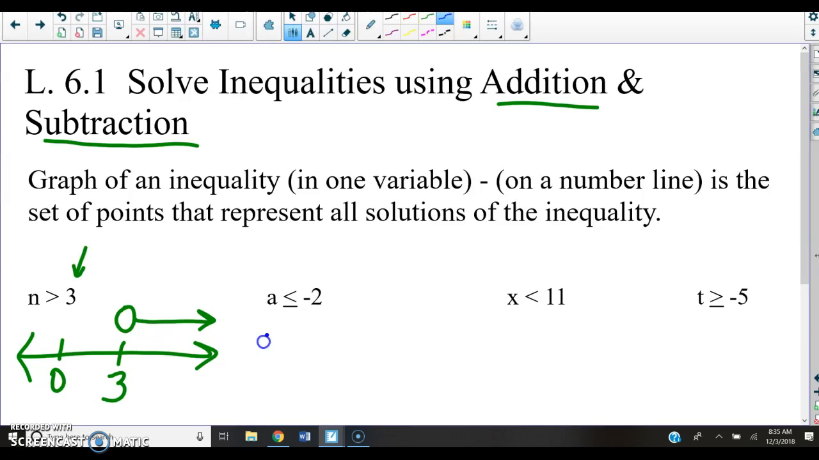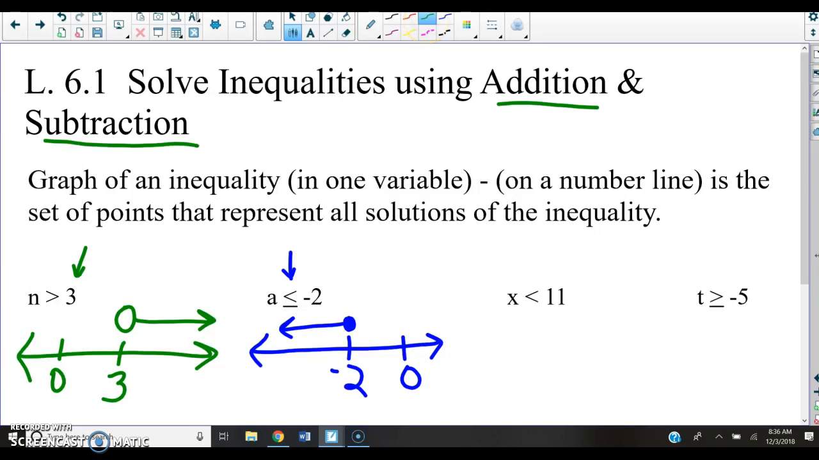Okay? A is less than or equal to -2. Here's my 0, -2. Or equal, we fill in the dot because we get to include it. The more ink they have on the inequality symbol, the more ink you use on your graph. Okay, less than -2 would be left of -2, like -3, -10, -100.